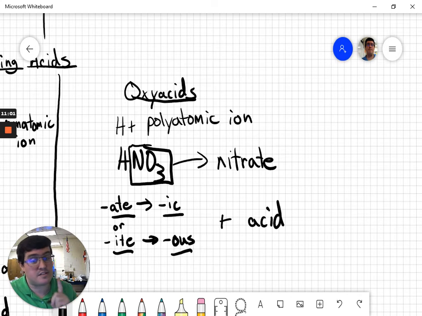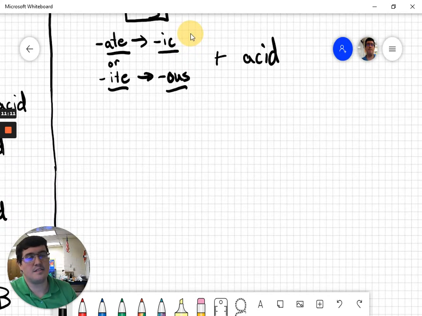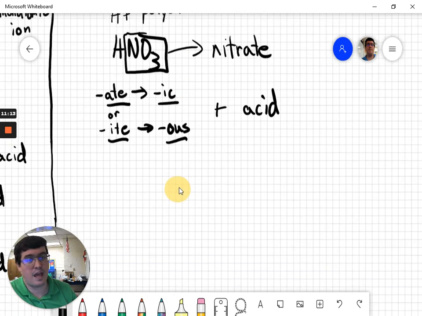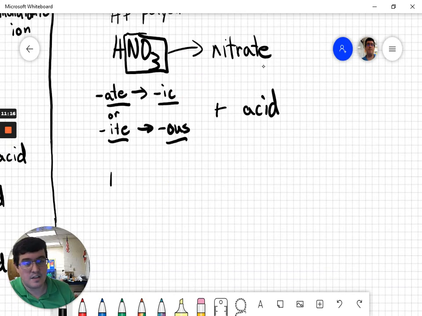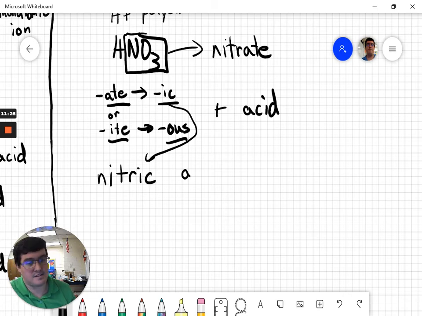Notice these do not start with the prefix hydro. So if you're missing hydro, you know you've got a polyatomic ion in this oxyacid. So for example, the HNO3 we had above, it's nitrate. So we go nitrate, except instead of ate, we're going to write ic. So HNO3 is nitric acid.